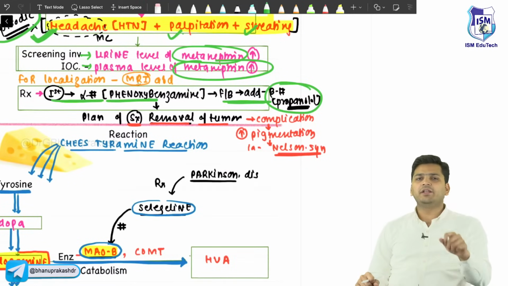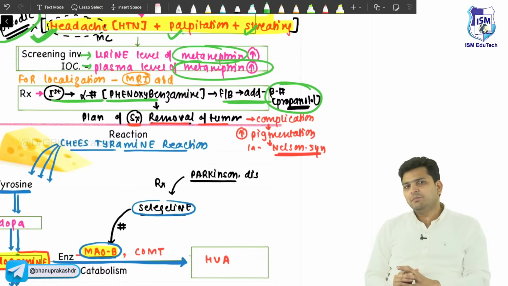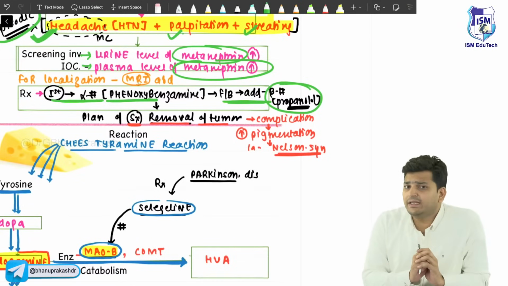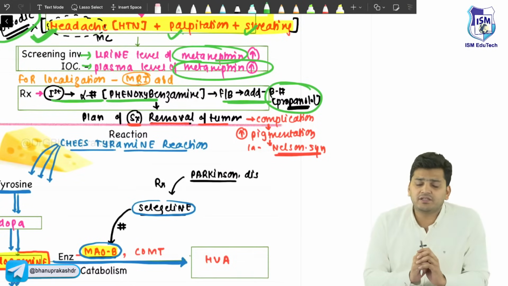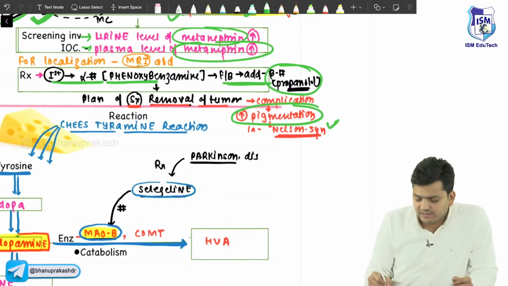Which is the first drug to be taken? Alpha blocker. Which are the 2 total drugs? Alpha blocker followed by beta blocker. After 7 days you will do the surgery. After doing the surgery, you need to explain to the patient that there can be a complication: your skin color will become dark, pigmentation will happen, and this is called Nelson syndrome.